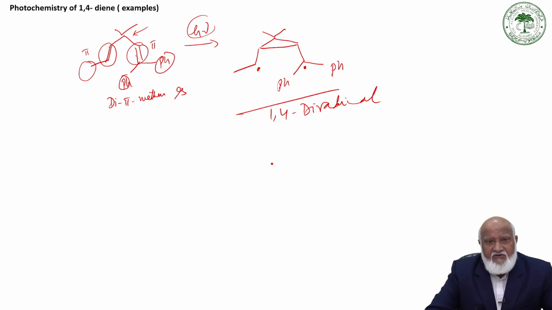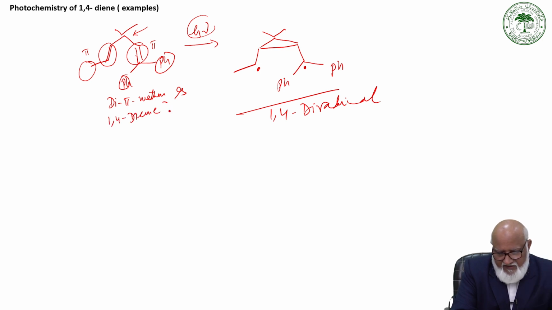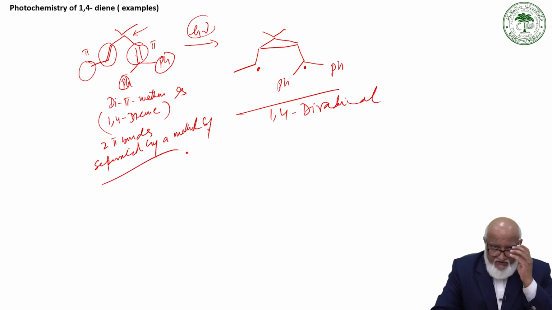So this is the main intermediate in the di-pi-methane rearrangement of 1,4-diene. This is a 1,4-diene: two pi bonds separated by a methylene group. That's why this is the main criterion for this reaction to take place.